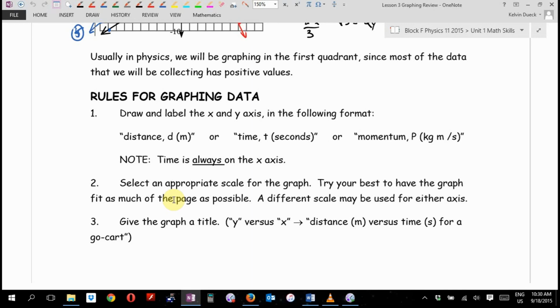Time t in seconds, momentum p in kilogram meters per second. Wait a minute, why isn't momentum m? Because m is taken by mass. You don't know that yet, but it's usually going to be the first letter. Put your pencil down, look up.